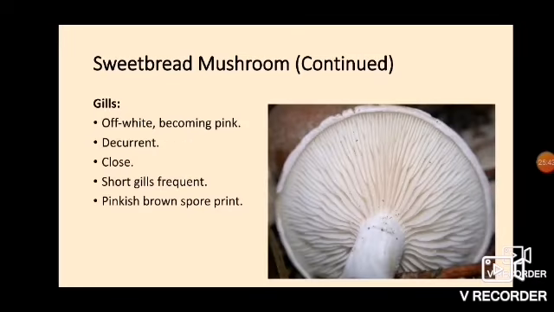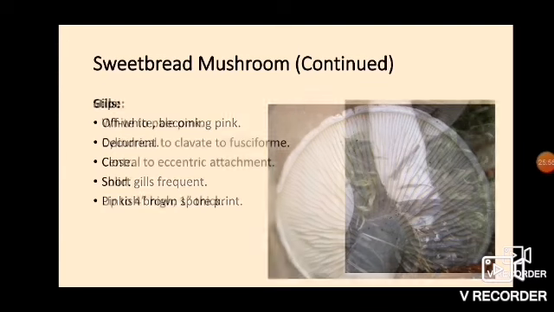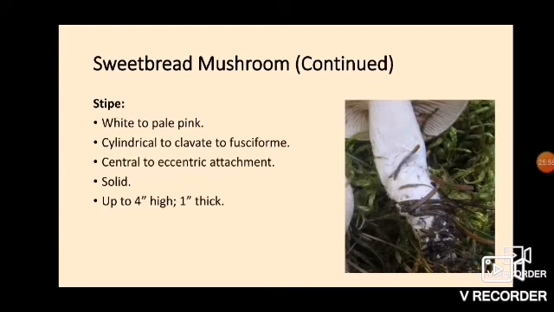The gills are off-white, becoming pink. They are decurrent or shallowly decurrent, like that tooth there. They are close together. Short gills are frequent between the gills, and this produces pinkish-brown spores. The stipe is white to pale pink. It is cylindrical to clavate to fusiform. You can see it there as a fusiform one.